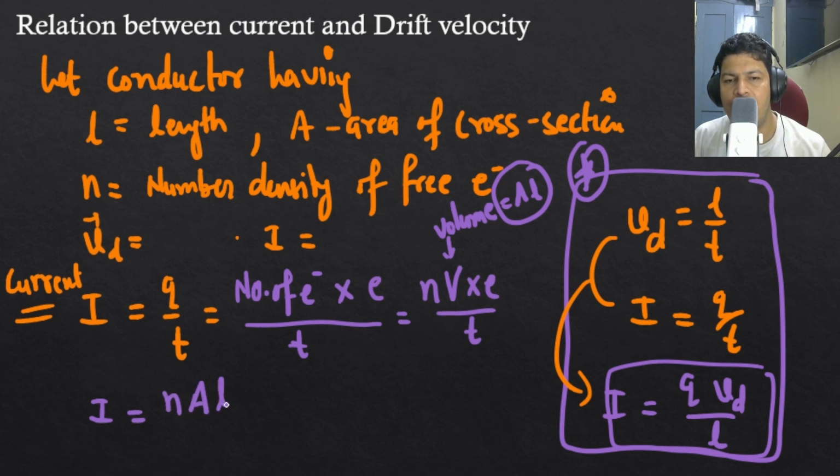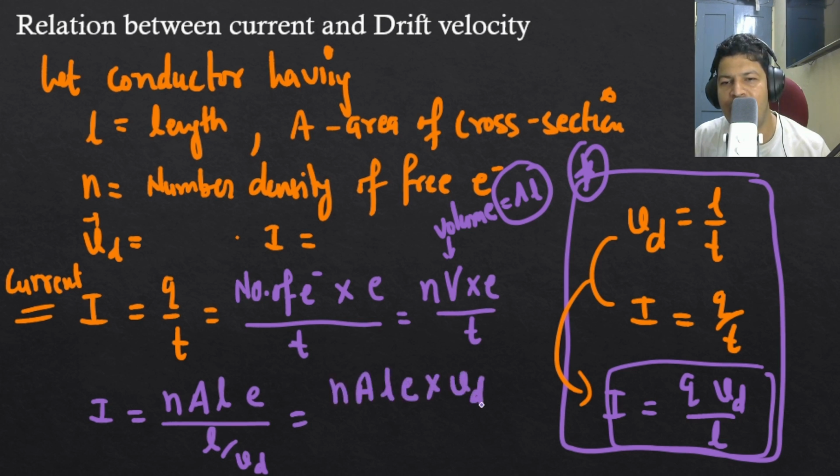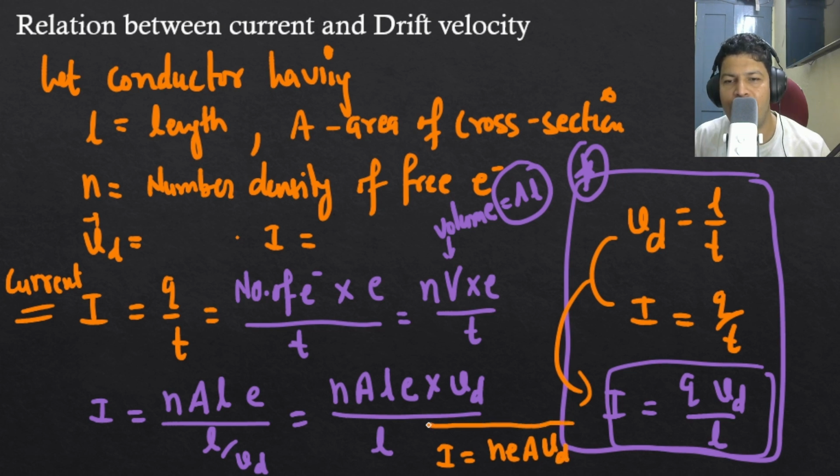V is area into length into E upon time. And as I told you, what is time? Time is length upon drift velocity. So finally you can see N E A L into V_d divided by L, and finally the equation of current in terms of drift velocity is I = NEAV_d. So please remember this.